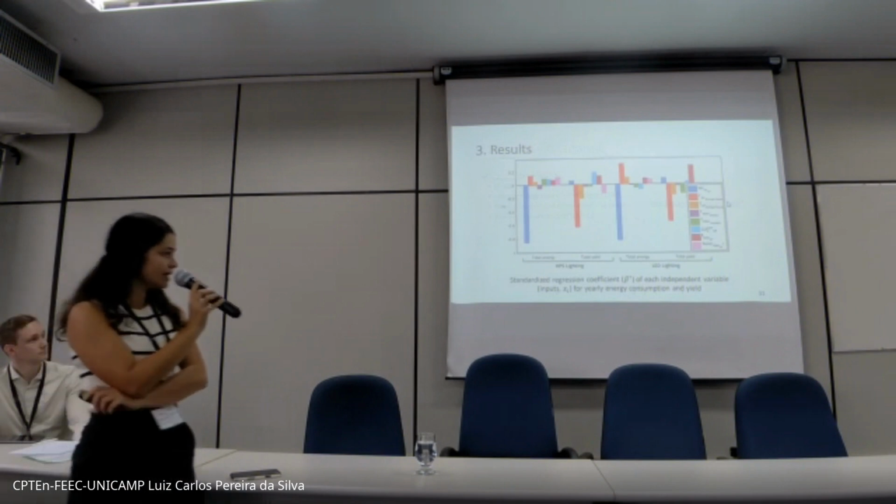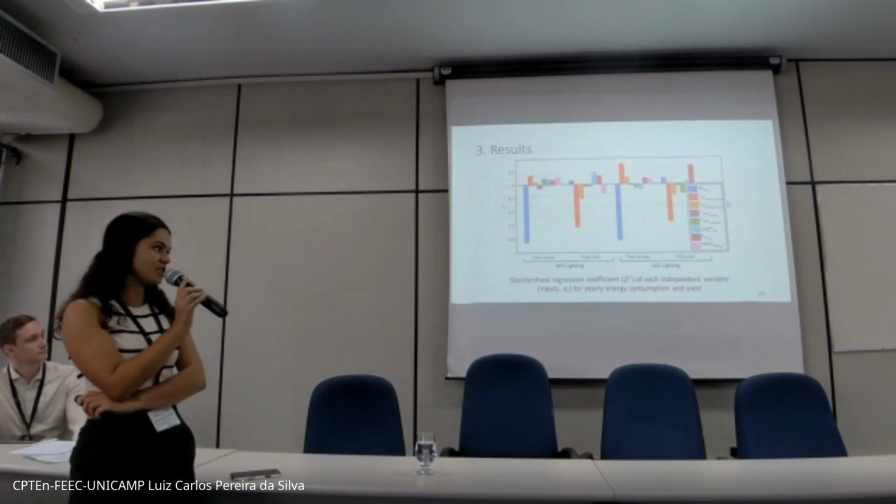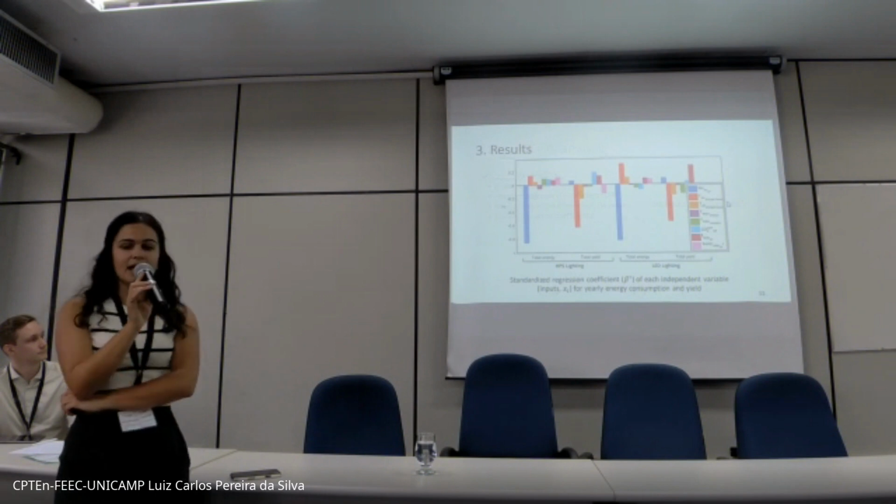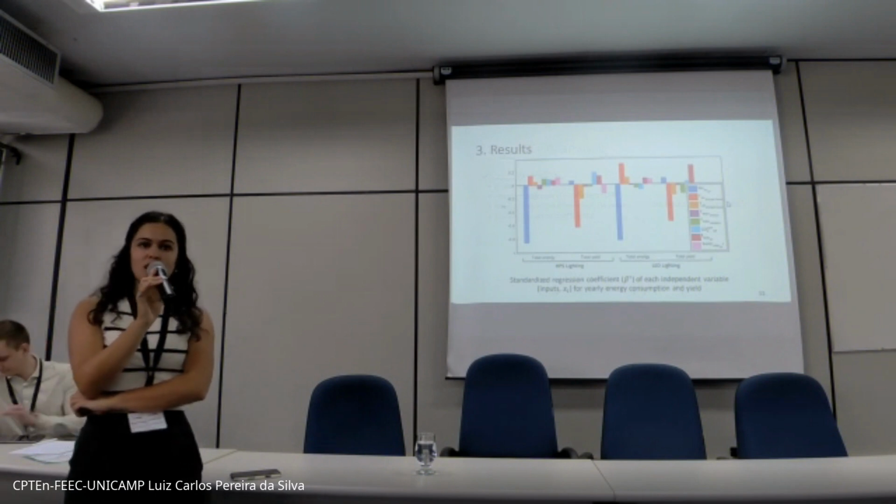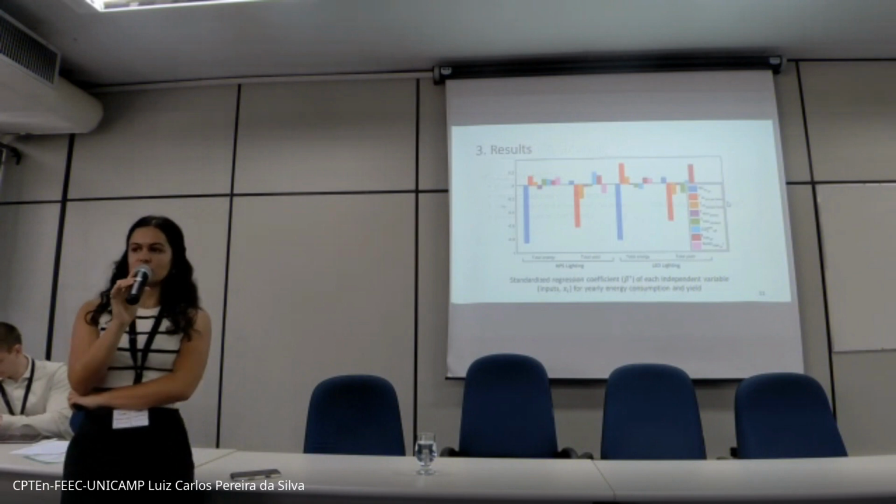So here are the results of the standardized regression coefficient of each variable. So we have the HPS lighting and the LED lighting, and we have the two outputs I talked about before, the energy and the yield.